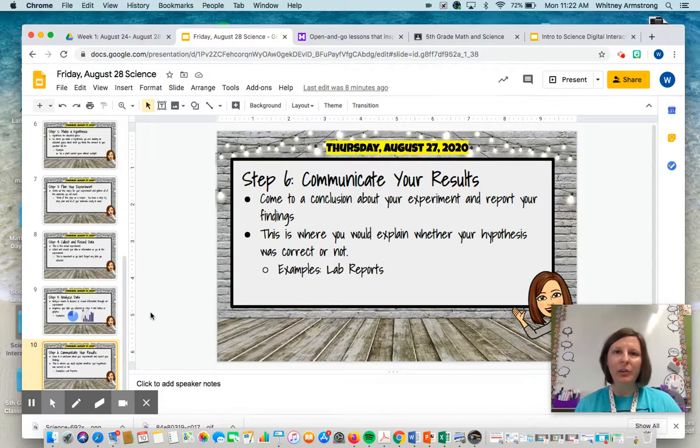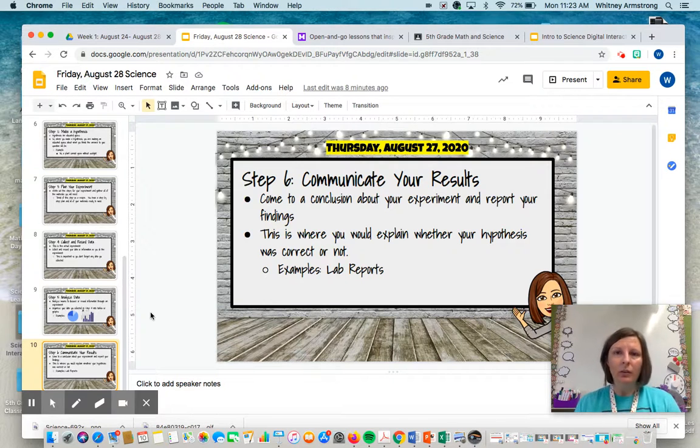Everyone should know communicate means that you're telling something to someone else. You're communicating. So this just means that you're coming to a conclusion about your experiment, and then you're going to report your findings. So this is where you would explain whether your hypothesis was correct or not. So after you conducted your experiment, you would figure out if you were right or you were wrong about your hypothesis.